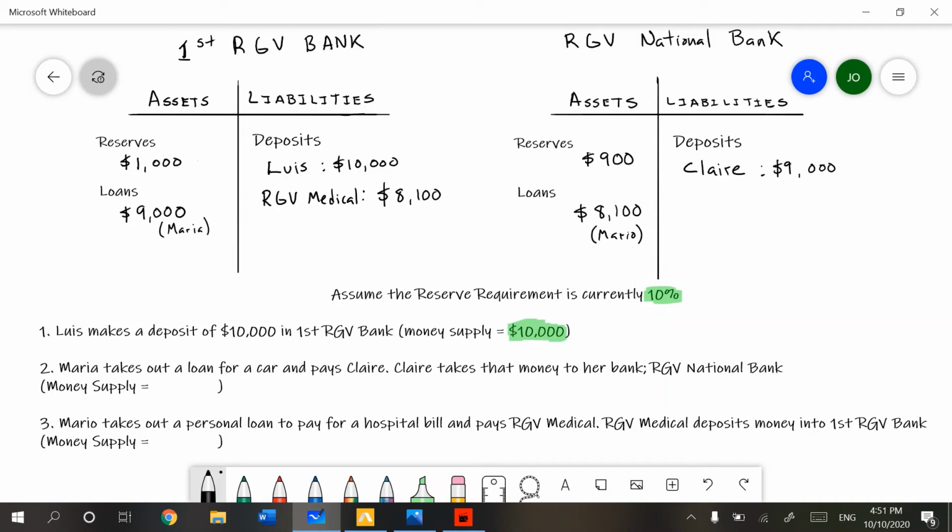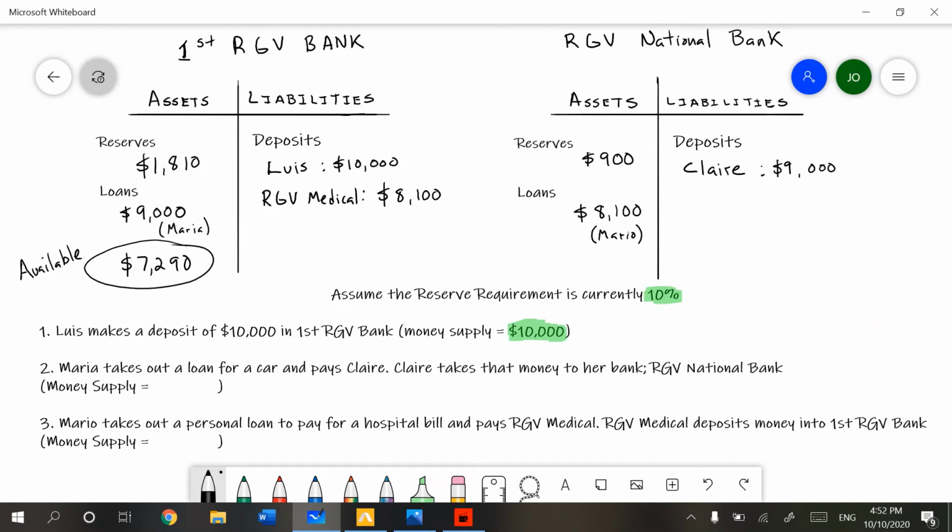Let's go ahead and do the splitting of the $8,100 into reserves and loans. Let's go ahead and add these up. The rest of the money will go into loans. We're going to stop right here and just say that this money is available for loans.